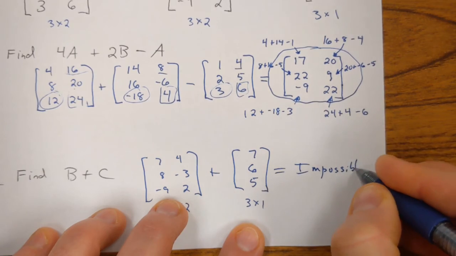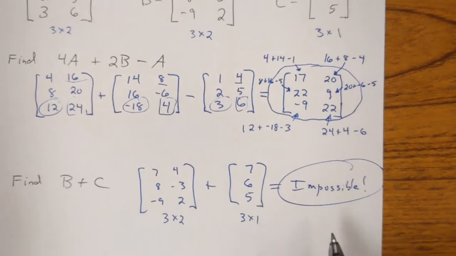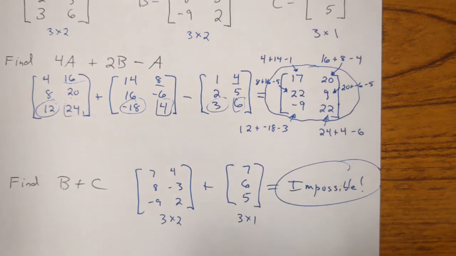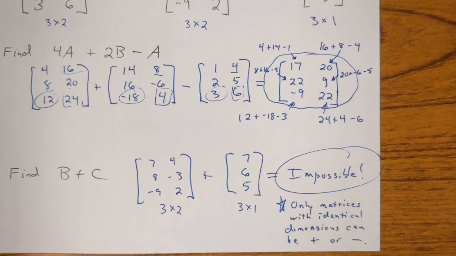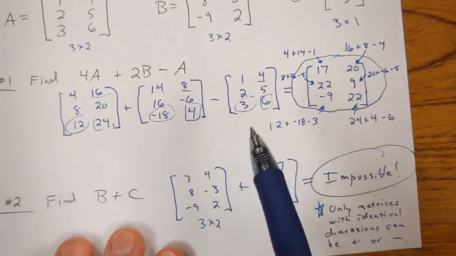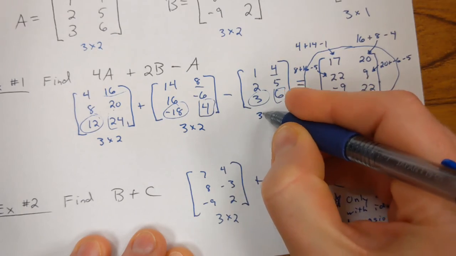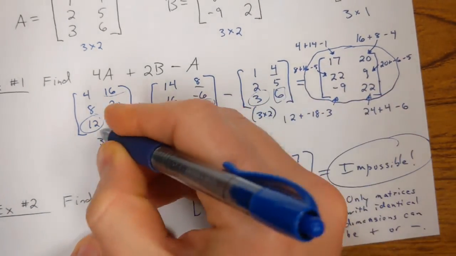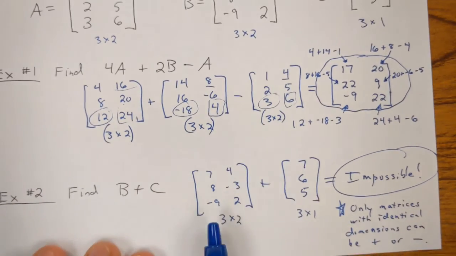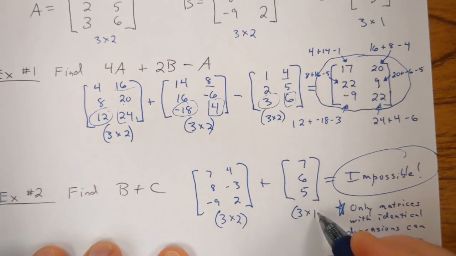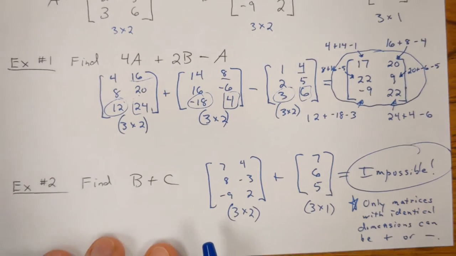The answer is you can't. Okay, this is impossible. Only matrices with identical dimensions can be added or subtracted. And I'll write out that little note here so you can see it. If you ever try to add or subtract two matrices that are not completely identical in dimensions, it's not possible. See, everything up here was possible. Everything up here we had a 3 by 2 plus a 3 by 2 minus a 3 by 2. All those dimensions matched, so we were allowed to add and subtract these together. But if you ever have a mismatch of dimensions, we're just going to write impossible or undefined.